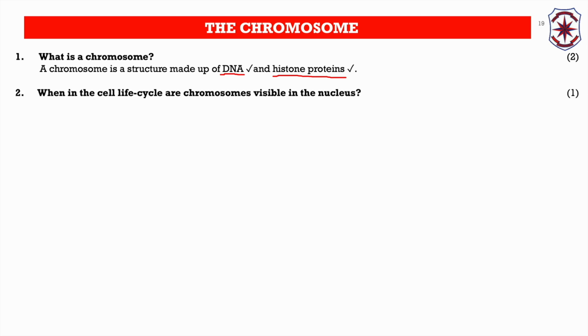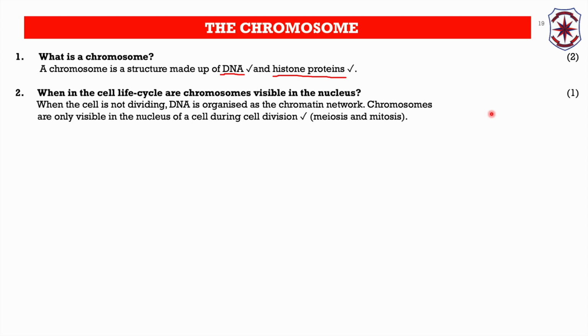Following question. When in the cell's life cycle are chromosomes visible in the nucleus? And the answer there is, when the cell is not dividing, DNA is organized as the chromatin network. Actually, that is not the answer. Chromosomes are visible in the nucleus of a cell during cell division. So that's where the answer is. Chromosomes are visible during cell division.